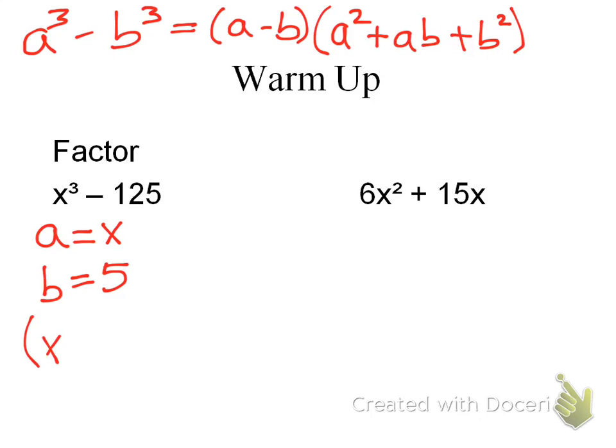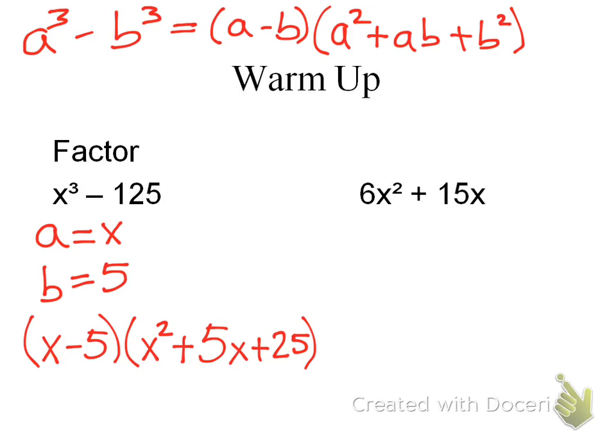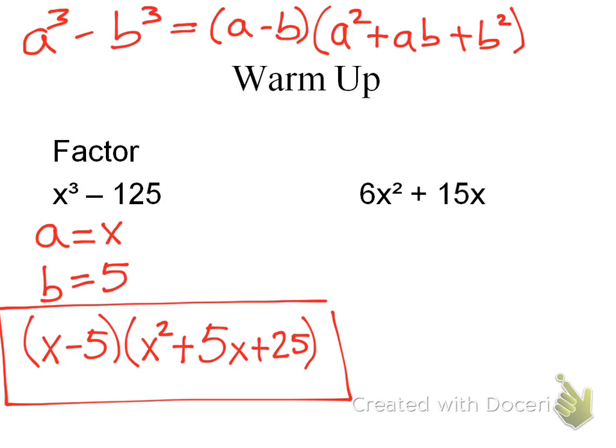So we want x minus 5. Remember, the binomial always has the same sign as the one in your problem. Then you want the a term squared. This is going to be the opposite sign as the one in your problem. A times b, and then b squared. And remember, it's always a plus sign at the end. So this is how we factor the first warm-up.